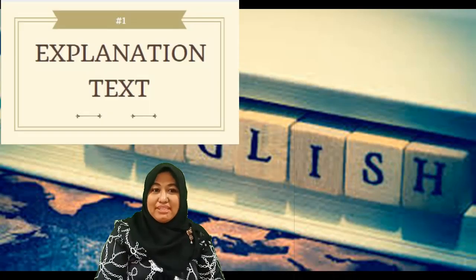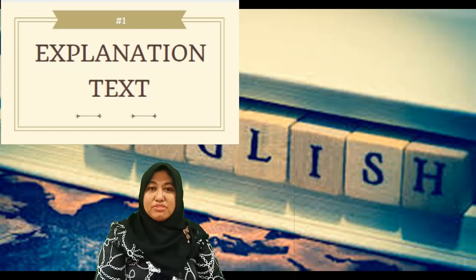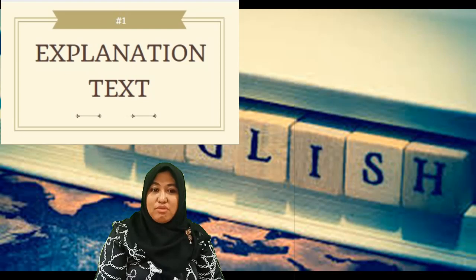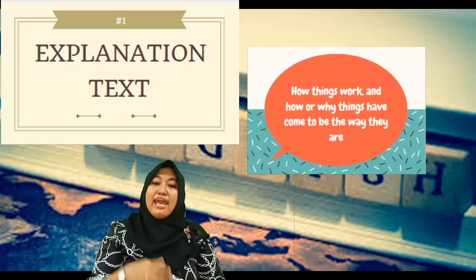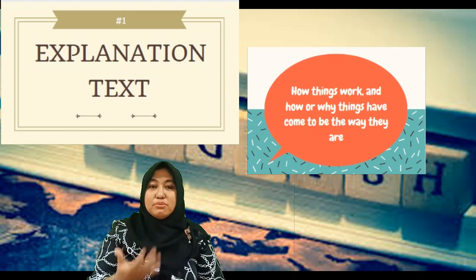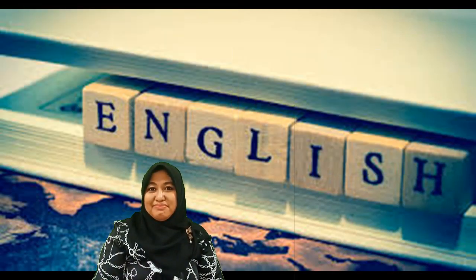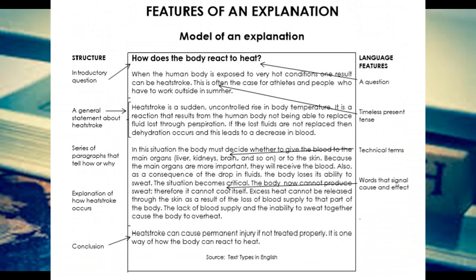Number 1 in our list is explanation. This is used to explain a process set out in stages, rather than describing a thing. For instance, how things work and how or why things have come to be the way they are. The structure of this text starts with classification or generalization. This might be the heading, a definition of the subject area, or maybe in the form of a question beginning with how or why. The next one is description.